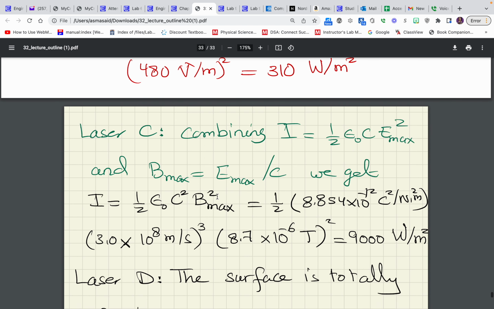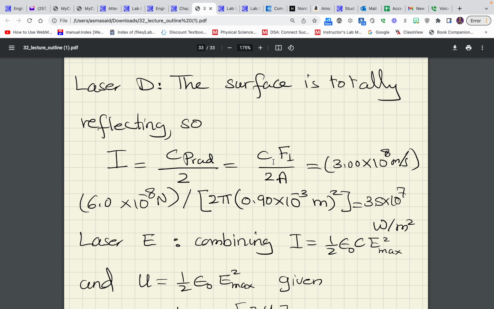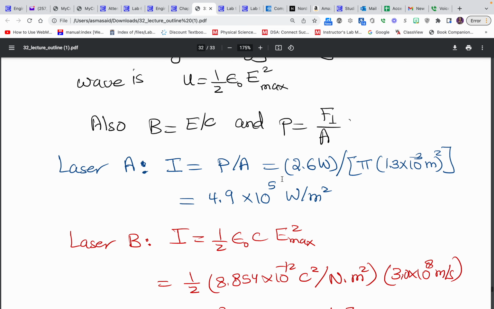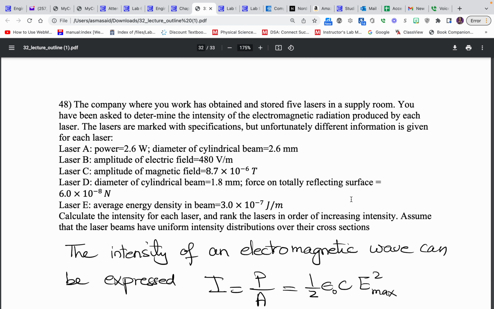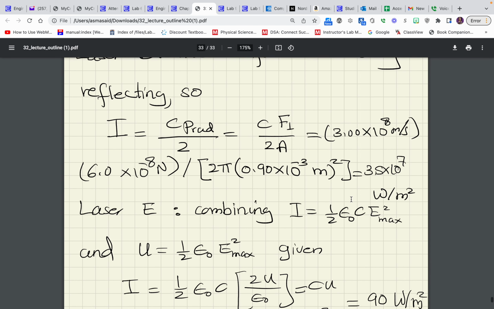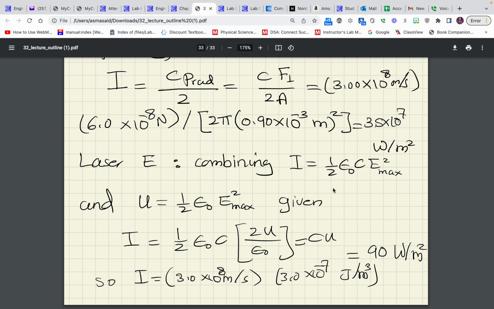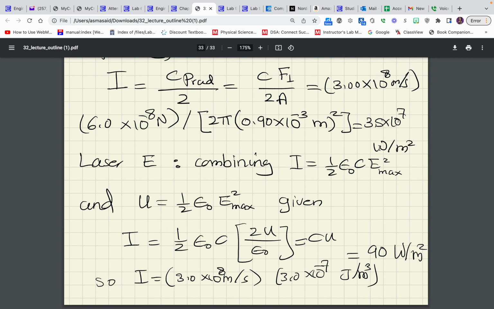For the one before the last, the surface is totally reflecting, so I can use I equals c times the radiation pressure divided by 2. And remember, the pressure is force divided by A, because here you are given the diameter of the cylindrical beam, and the total reflective surface is given for you, and therefore you will be able to use that.